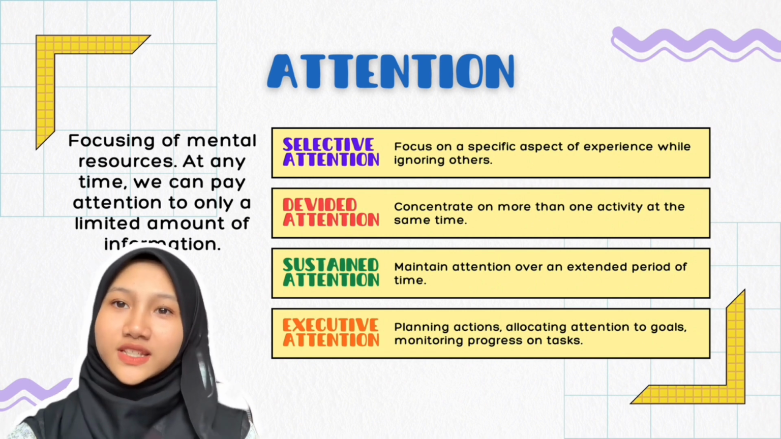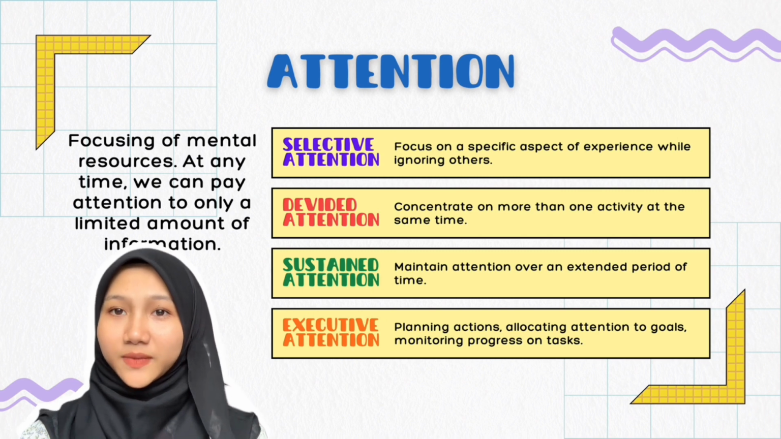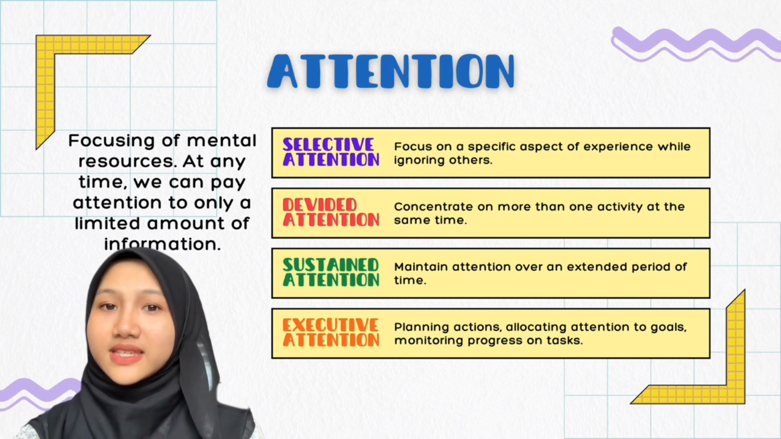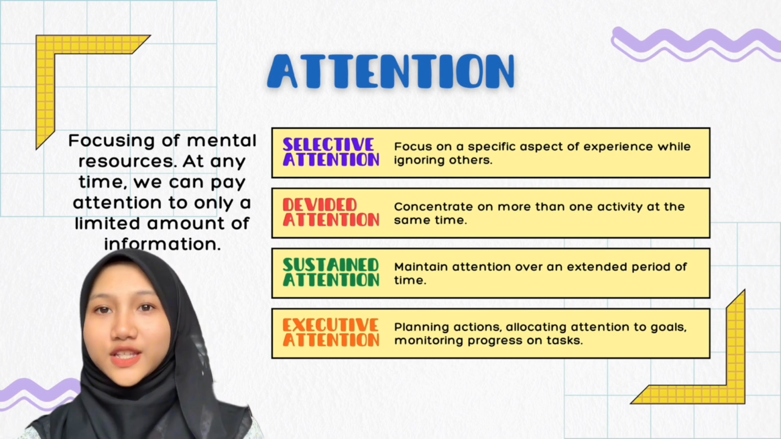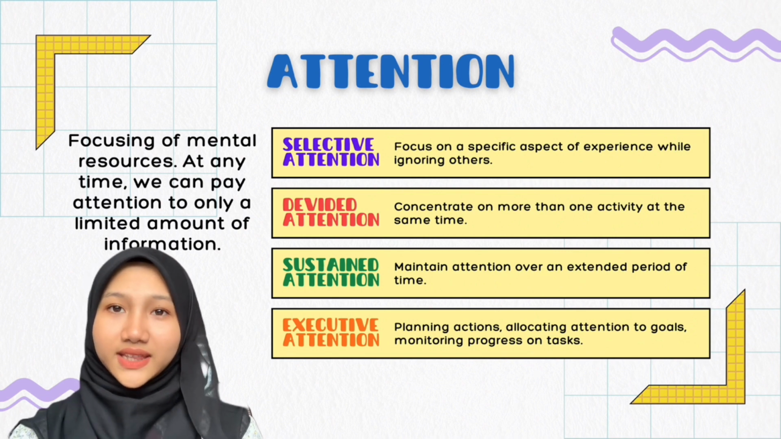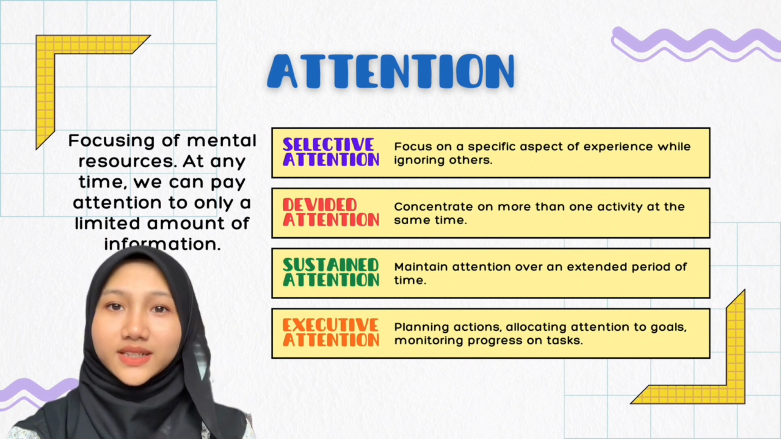Divided attention concentrates on more than one activity at the same time. Divided attention is the ability to pay attention to two tasks at once, such as cooking a meal while talking to a friend, or driving a car and talking to a passenger at the same time. Neither activity is stopped in order to carry out the other activity.